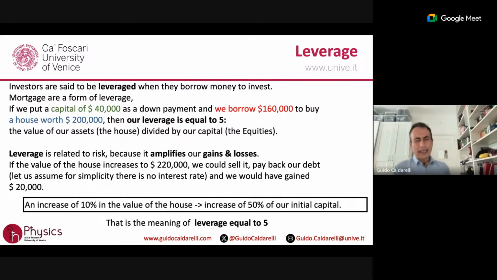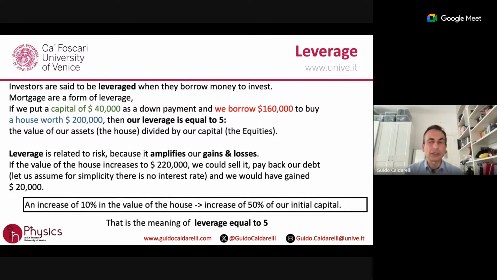What does this 5 mean? It is a quantity related to risk that amplifies my possibility to do things. So I couldn't buy the house with my money. I borrowed, and then I bought. Now imagine that there is a fluctuation in the market. I didn't move in, and the house overnight is worth $220,000. And then I say, well, you know what? I will sell immediately. I didn't move in. And then I give back the money to the bank. For simplicity, let's assume there's no interest rate. So I was starting with 40, and now I have 60. So the market went up by 10%, but I gained 50%. I got 60,000. I used to have 40,000. So I took 50% of my capital more.